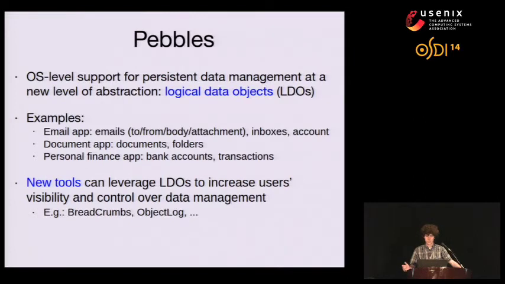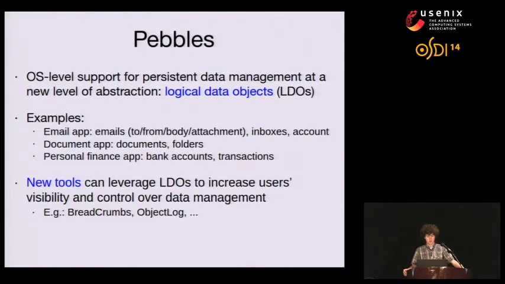We've built Pebbles, which is an operating system level service that recognizes the structure of persistent objects and offers support for data management and transparency at a brand new level of abstraction, the level of the logical data object. I've given you some examples of logical data objects that Pebbles should be able to recognize in various applications, such as in email, and everything an email consists of, such as the sender, recipient, subject, and body, or objects in other applications like to-do lists or documents.